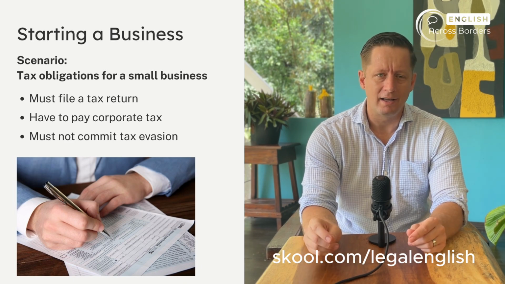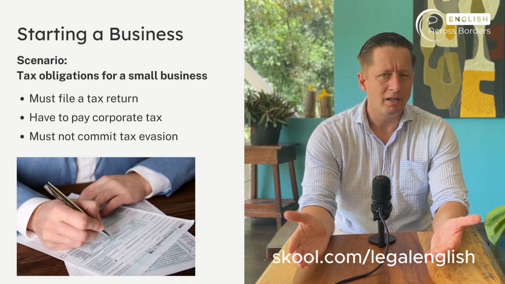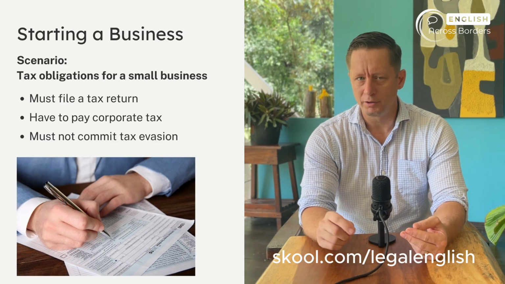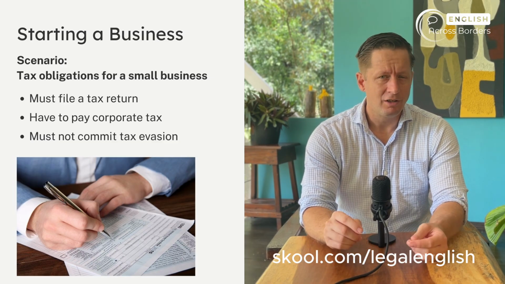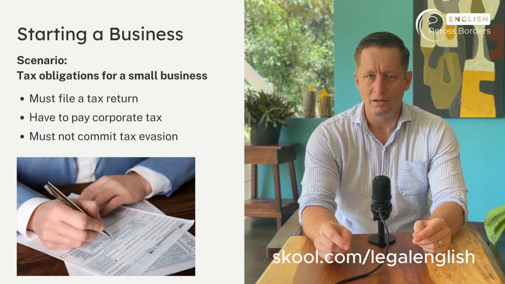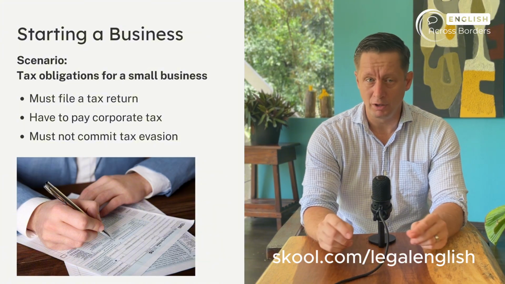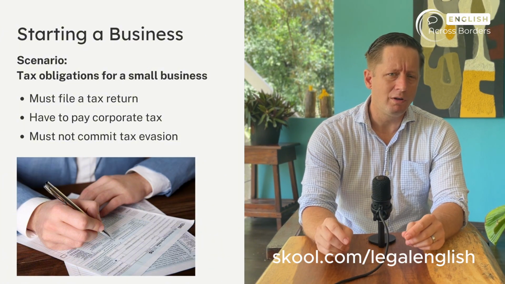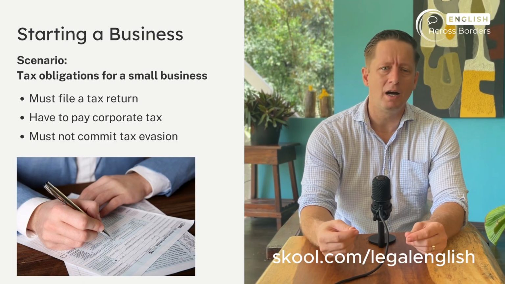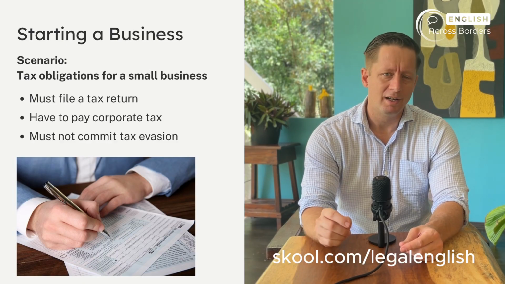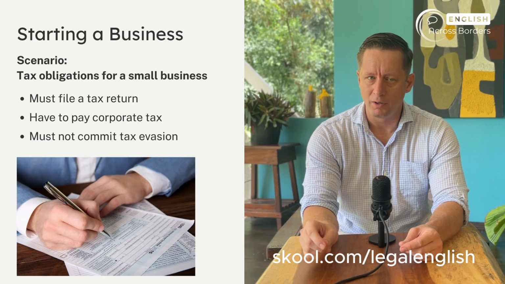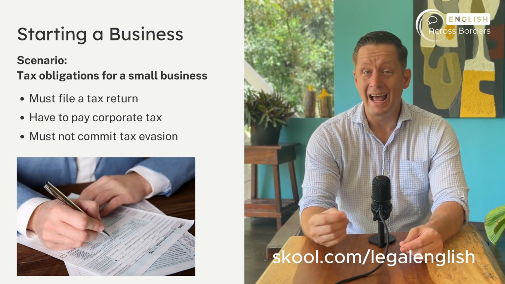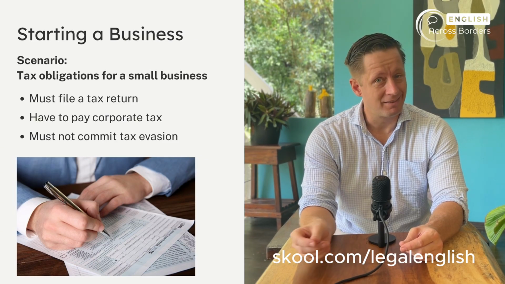Then the client asks, what if I earn money in two countries? The lawyer replies, in that case, you may face double taxation, but many countries have agreements, treaties, to avoid this problem. This story shows how lawyers explain obligations and prohibitions in tax law step by step: what must be done, what has to be done, and what must not be done.